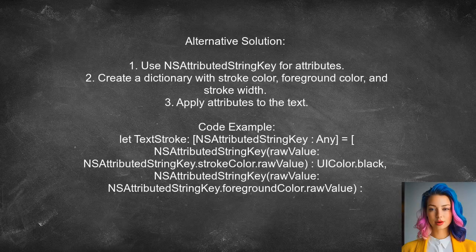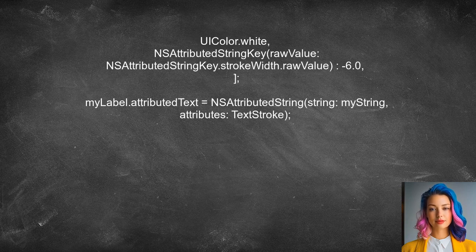An alternative solution comes from a user who faced a similar issue with Swift 4. They suggest using NSAttributedString.Key to resolve the conversion error. They create a dictionary of attributes specifying stroke color, foreground color, and stroke width. Finally, they apply these attributes to the text using NSAttributedString.